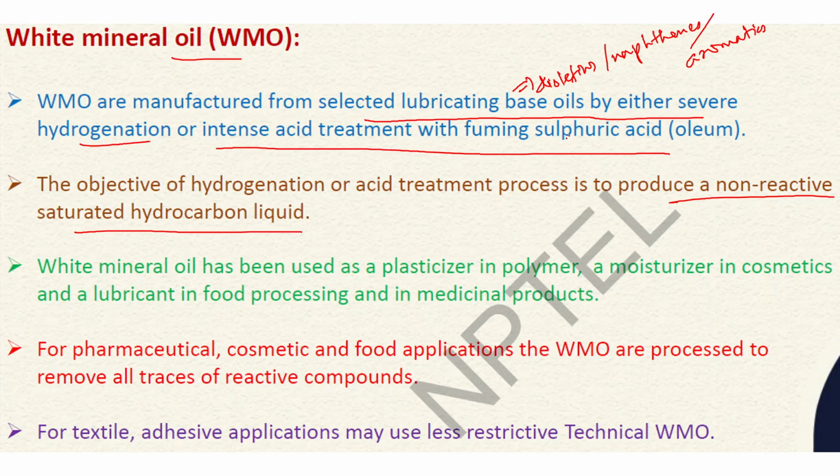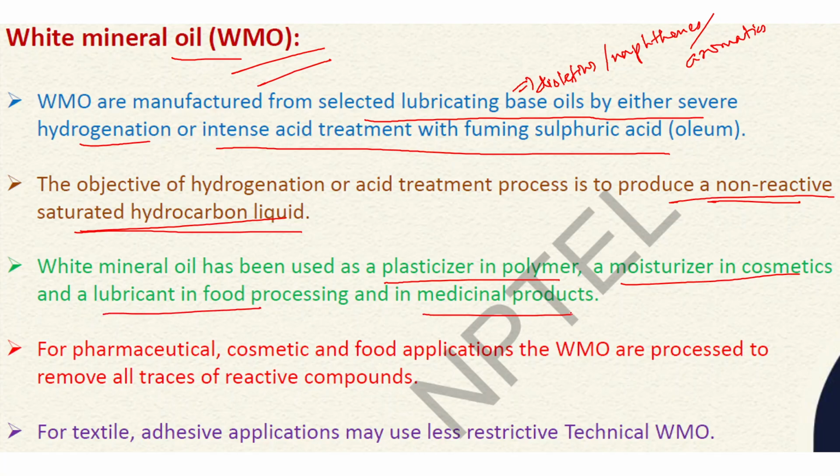So if they are hydrogenated, then we can get non-reactive long chain saturated hydrocarbon liquids, which come under white mineral oil. White mineral oil is used mainly as a plasticizer in the polymer industry, as a moisturizer in cosmetics, and as a lubricant in food processing and medicinal products.